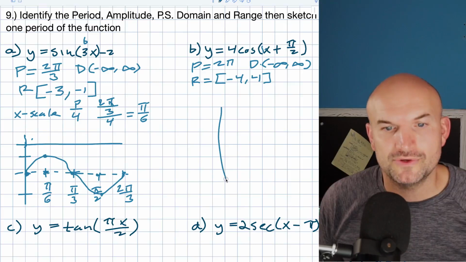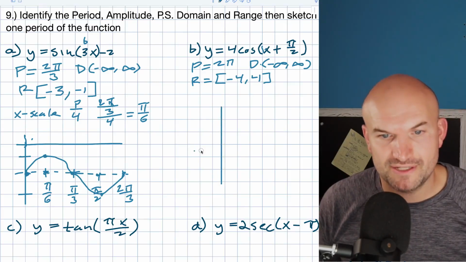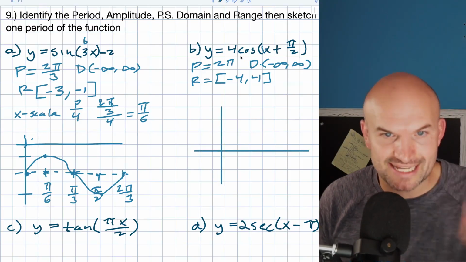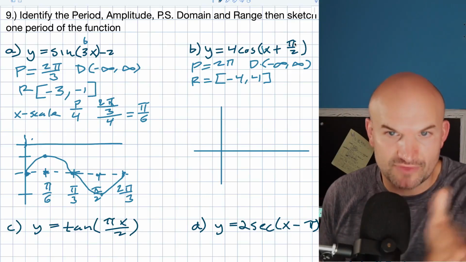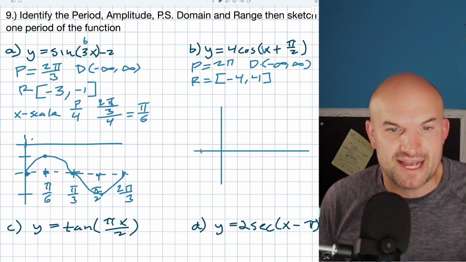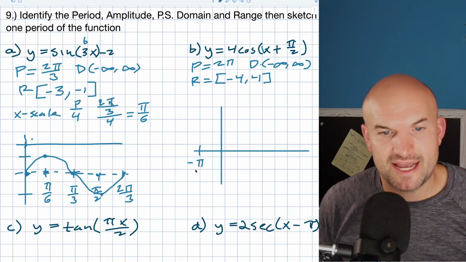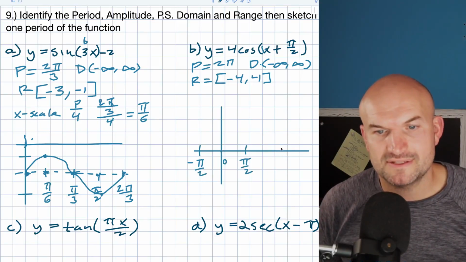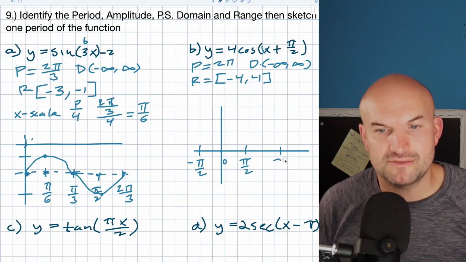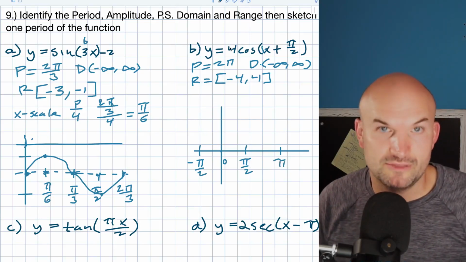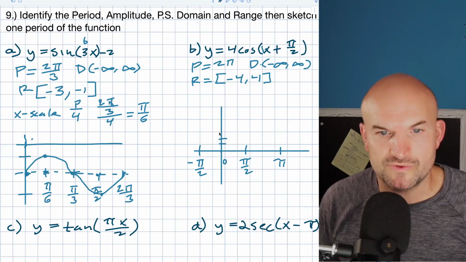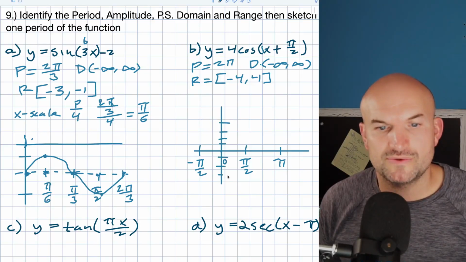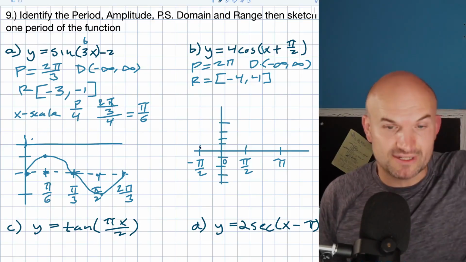Okay, so we're going to go through our shift here. My x scale is every pi halves, but now this plus pi halves means it's shifting pi halves to the left. So I'm at negative pi halves, 0, pi halves, and then pi halves plus another pi halves, which is going to be at pi. Now cosine looks a little bit different. And this goes 1, 2, 3, 4. 1, 2, 3, 4. So now the graph goes up 4, down 4.